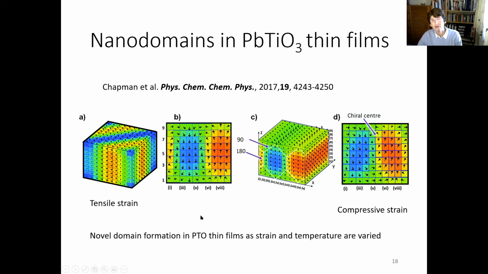So these arrows that you can see in these pictures represent the direction of the polarization, and the color represents the strength. So when you see the arrows going from up to down, these are different ferroelectric domains in your material.